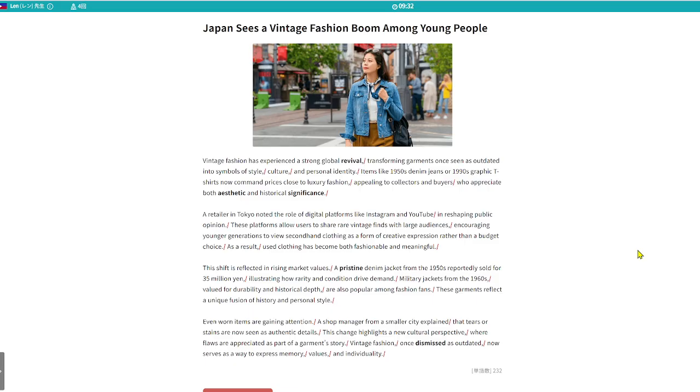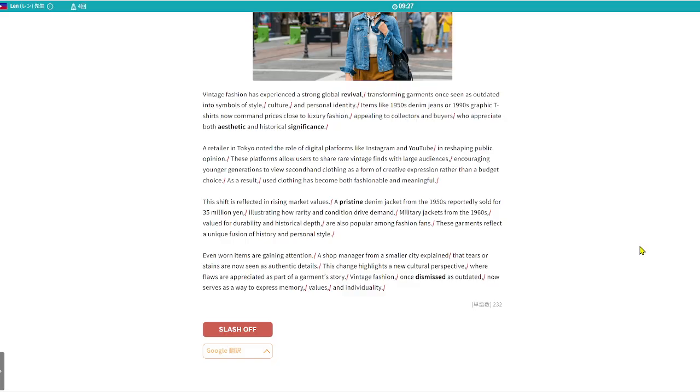aesthetic and historical significance. A retailer in Tokyo noted the role of digital platforms like Instagram and YouTube in reshaping public opinion. These platforms allow users to share rare vintage finds with large audiences, encouraging younger generations to view secondhand clothing as a form of creative expression rather than a budget choice. As a result, used clothing has become both fashionable and meaningful. This shift is reflected in rising market values. A pristine denim jacket from the 1950s reportedly sold for 35 million yen, illustrating how rarity and condition drive demand. Military jackets from the 1960s, valued for durability and historical depth, are also popular among fashion fans.